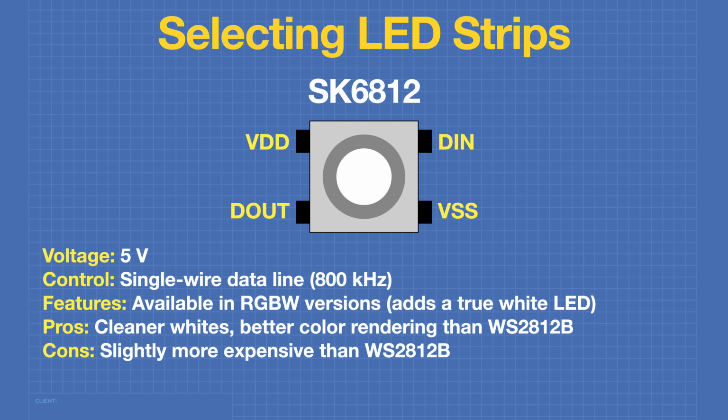The SK6812 is a 5-volt LED that has a single wire data line. It's available in RGBW versions with a true white LED. It has cleaner whites and better color rendering than the WS2812B. However, it's slightly more expensive than that LED.